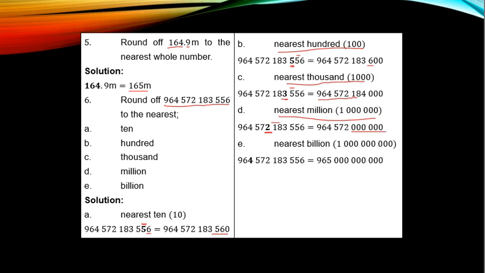Lastly, nearest billion. Billion has 10 digits but 9 zeros. So the number in the billion position is 4. The next digit is 5, which falls in the group of rounding up to 1. If you round 5 up to 1, you add it to 4, it becomes 5. So you have 965 billion. The 9 zeros for billions are there. So this is how you round off numbers to the nearest whole numbers.